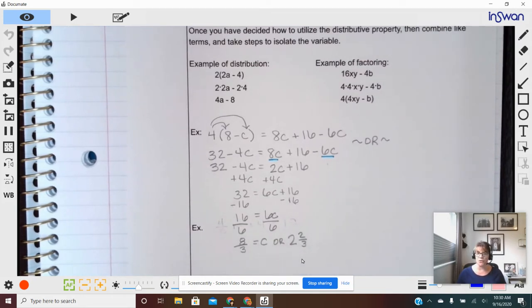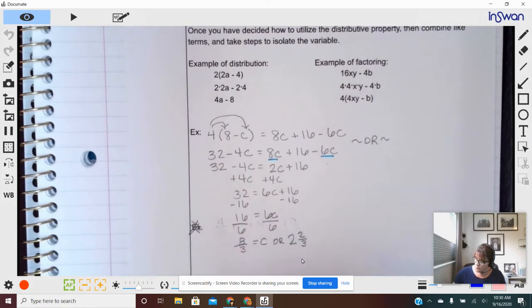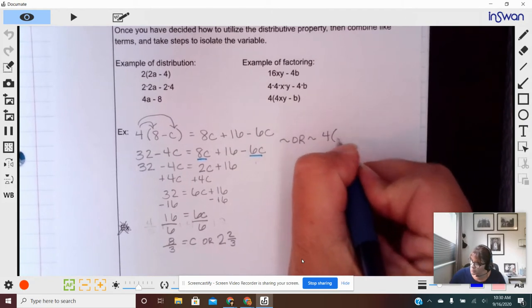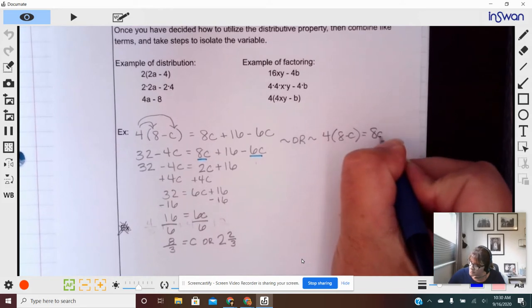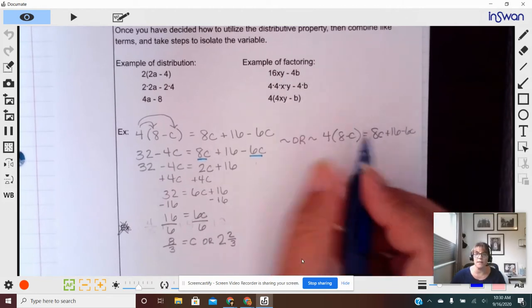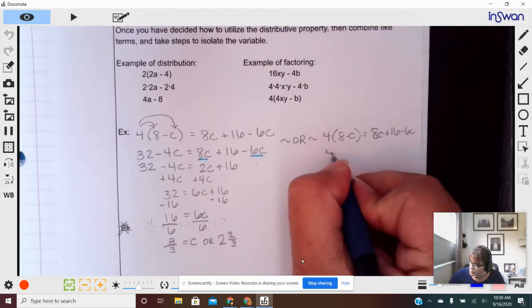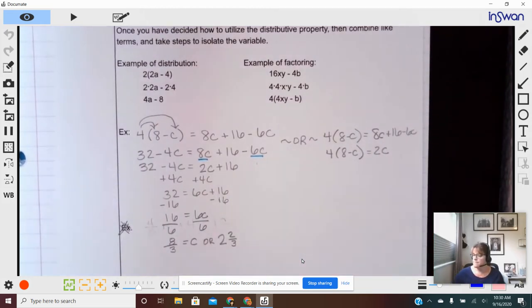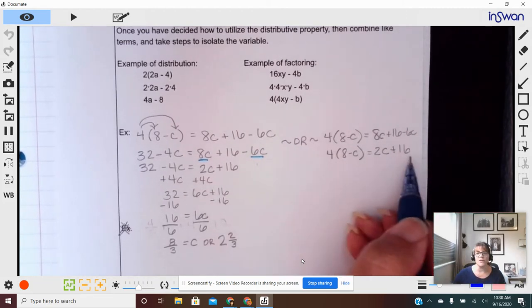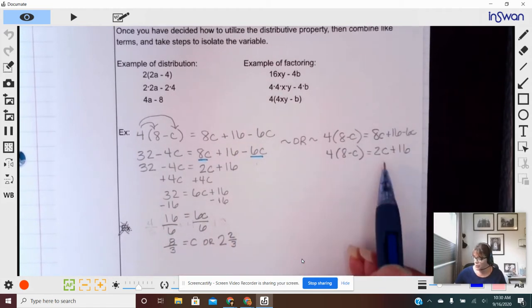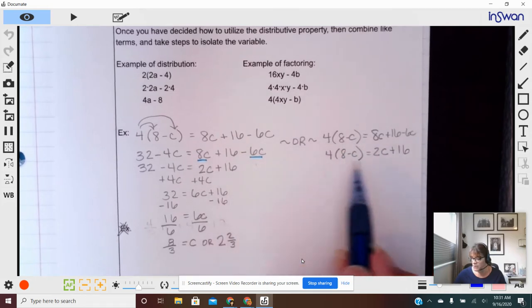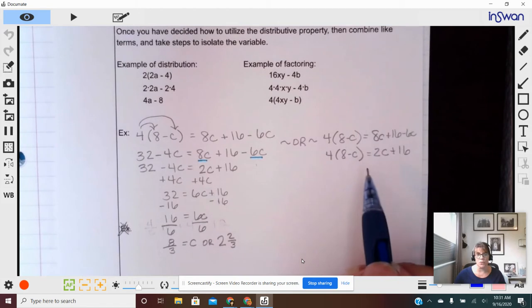Now, I did want to show you this an alternative way. The alternative way is to use distributive property to save us a step later on. So if I had 8 minus C equals 8C plus 16 minus 6C, same problem, and I just go ahead and combine the like terms from the beginning, I could maybe save myself a couple steps. Notice that it doesn't matter in which order, whether I combine the like terms first or whether I distribute first. Whatever looks like it's going to make it cleaner for you, those are the steps and the orders I want you to take.